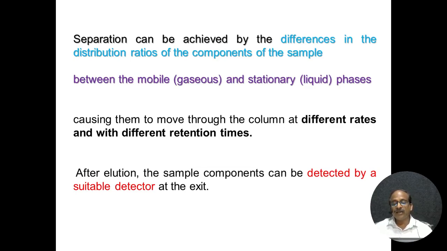That is called the different retention time. Whenever the mobile phase is used, there is always a retention time. After elution of the sample, the components can be detected as they exit between the mobile phase and stationary phase. Separation is always due to differences in the separation ratios of the components in the sample.